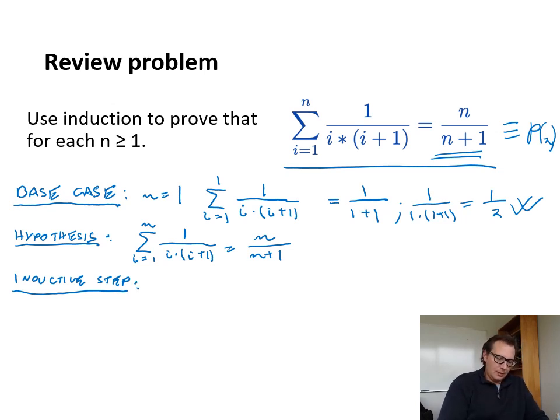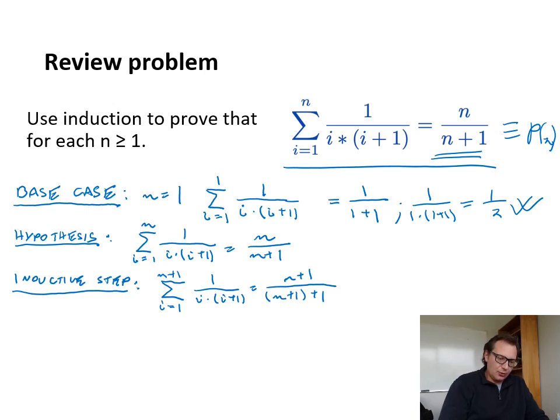So we want to prove this for n plus 1. So let's see what sigma... we want to show that sigma of I from 1 to n plus 1 of 1 divided by I times I plus 1 is equal to n plus 1 divided by n plus 1 plus 1. Okay, and we want to show this using our hypothesis.